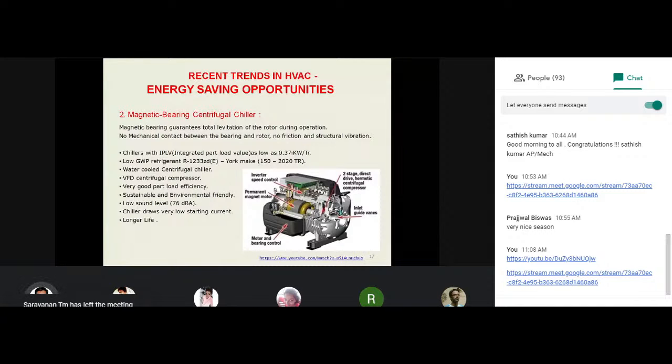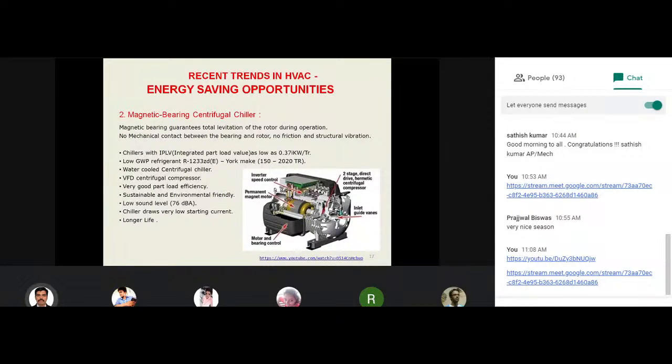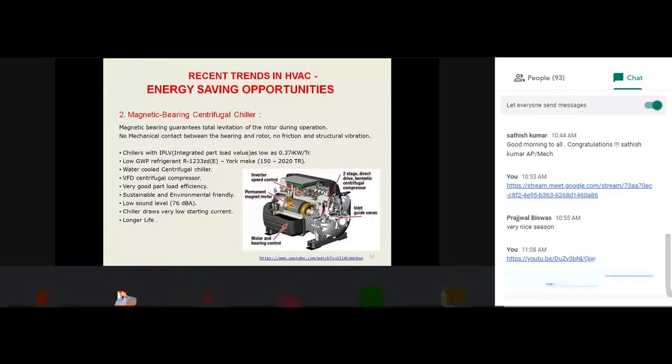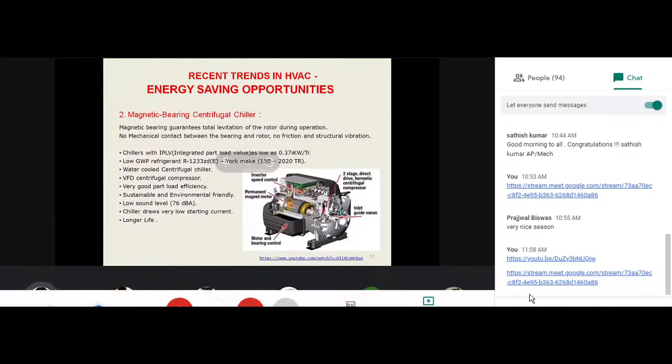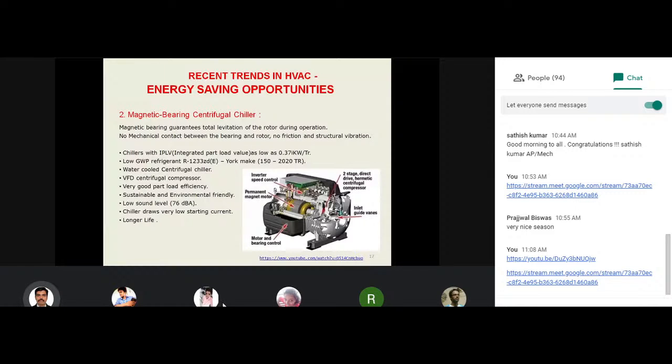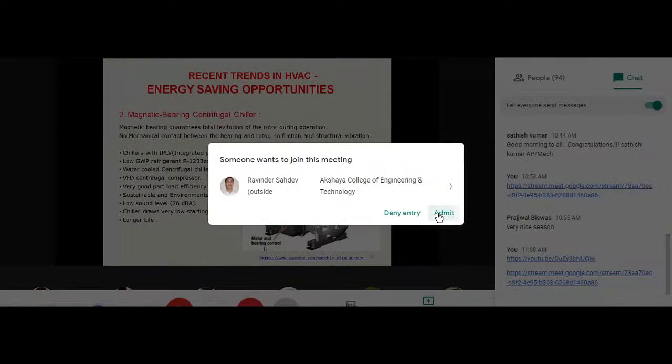As I said earlier, there is not much vibration, so the sound level is very low. Another important point is a very low starting current. Normally, any motor or any compressor at the starting time will draw a lot of electrical power, so at starting time it needs more current. In this equipment, even that is very low. It can start with a low starting current and has a longer life. Since there is no wear and tear, no mechanical contact, no friction, the life of the chiller is also huge. You can see this is the typical cut section. Now we will see one small video so that we can understand the concepts.